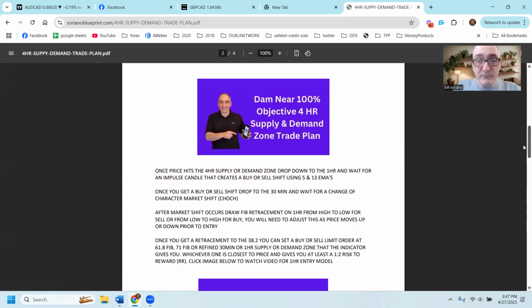Of course, once that 4-hour zone is hit, then we drop down to the 1 hour, wait for an impulse candle that creates a buy or sell shift using the 5, 13 EMAs. And then once you get that buy or sell shift on the 1 hour, you drop down to the 30-minute and check for a change of character. If you don't have one, you wait for a change of character. And then once you get that change of character, then you can use your fib. You could draw your fib from the high to the low on the 1 hour time frame, right?